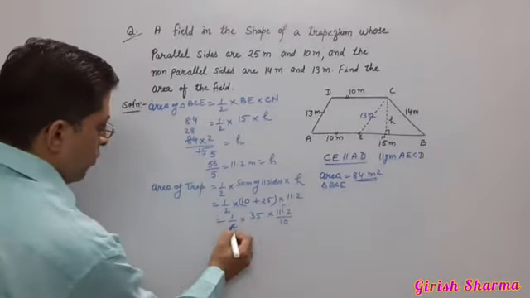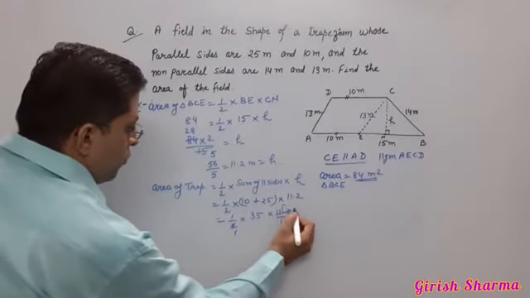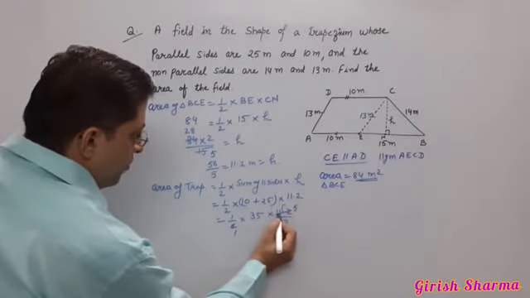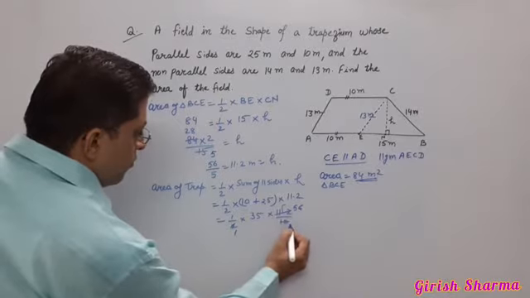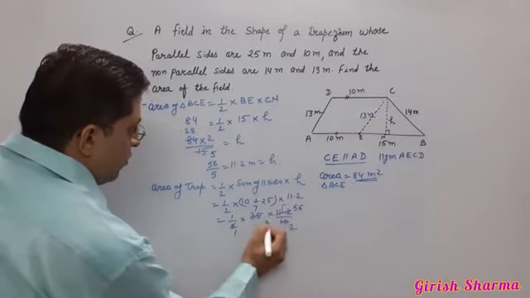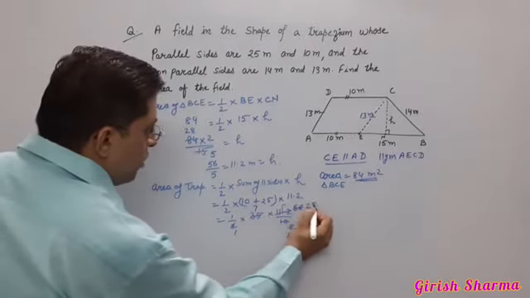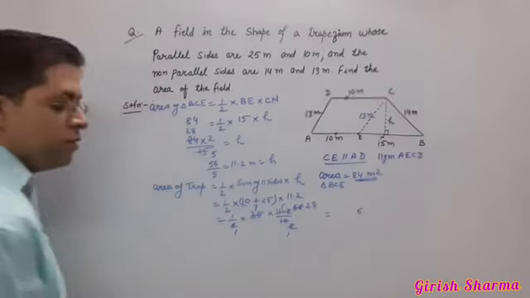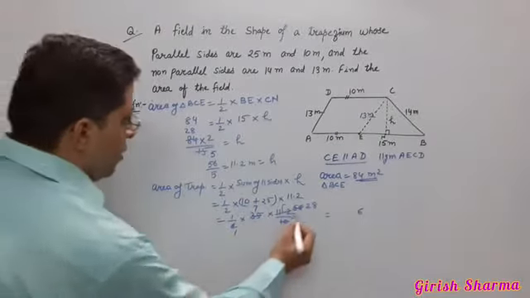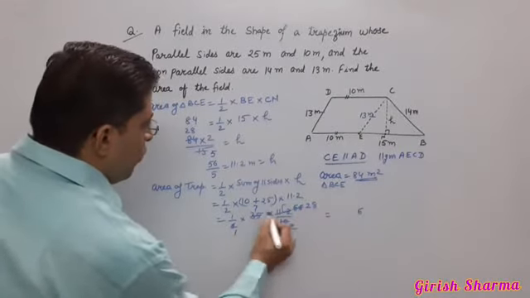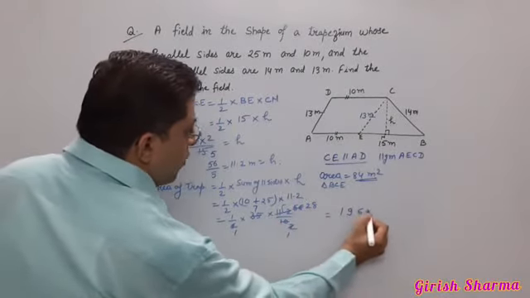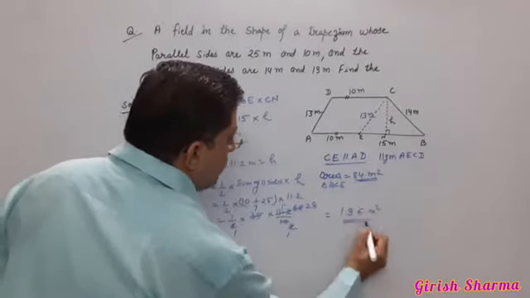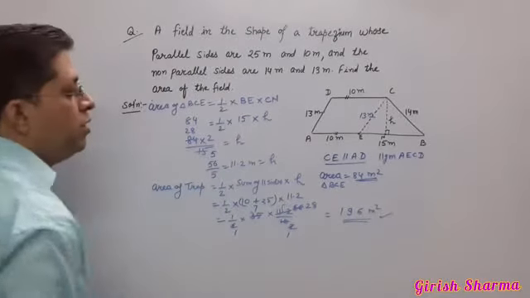Okay. 2 1s are 2, 2 5s are 10, 2 6s are 12. 5 2s are 10, 5 7s are 35, 2 1s are 2, which is 28. Now 7 8s are 56. 5 carry it. 7 2s are 14 and 5 is 19. 196 meter square. This is the area of the trapezium.